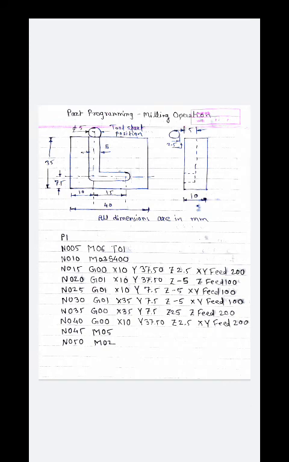So here you can see the next block, that is N030 G01 X35 Y7.5 Z-5, XY feed 100. Okay, now in such a way we have completed the cutting, we have completed the L shape cutting.